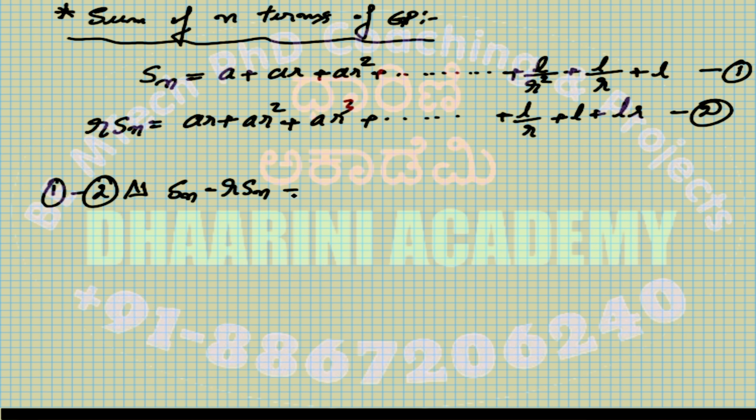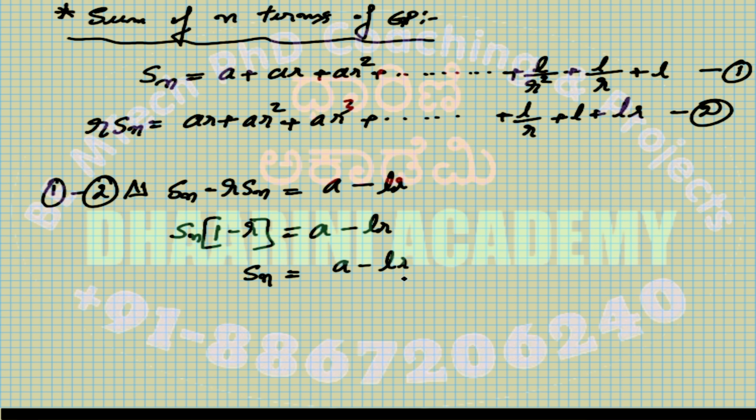So I am only going to retain those terms after I subtract. So this is equal to, A remains, and since the second equation is being subtracted, sign becomes negative, A minus LR. So I'll try to take the Sn outside. Sn into 1 minus R is equal to A minus LR. Right. Now, this can be written as Sn, nth term sum, is equal to A minus LR divided by 1 minus R. Right? This is the answer.